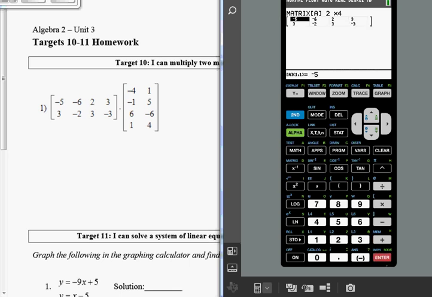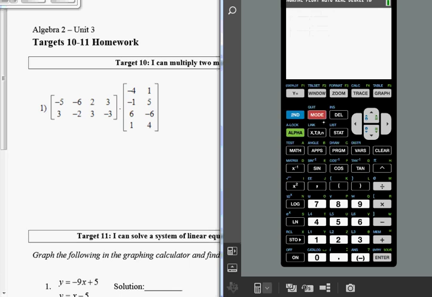We have to quit out there, so we'll hit second mode, and then we'll do second matrix again, scroll over to edit, and we're going to edit matrix B this time. Matrix B has 4 rows and 2 columns, so it's a 4 by 2. And again, plug your values in. -4, 1, -1, 5, 6, -6, 1, and 4. Looks like I typed that in as 11, so I'll edit that, and then we quit out.